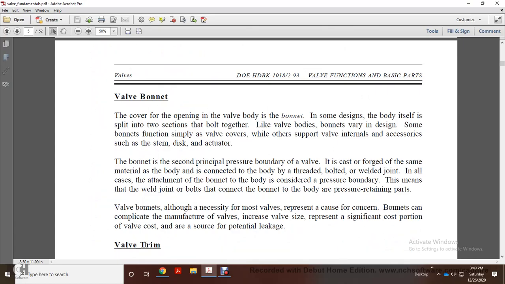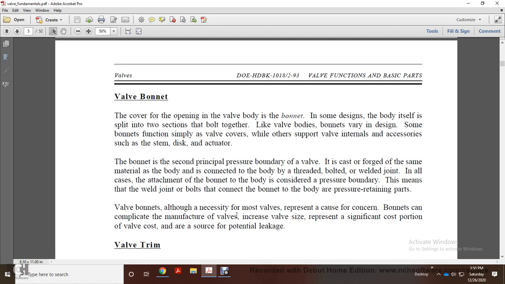Like valve bodies, bonnets vary in design. Some bonnets function simply as a valve cover, while others support valve internals and accessories such as the stem, disc, and actuator. The bonnet is the second principal pressure boundary of the valve. It is cast or forged of the same material as the body and is connected to the body with a threaded, bolted, or welded joint. In all cases, the attachment of the bonnet to the body is considered a pressure boundary. This means that the welded joint and bolts of that connection of the bonnet to the body are pressure-retaining parts. Valve bonnets, although necessary to most valves, represent a cause for concern.